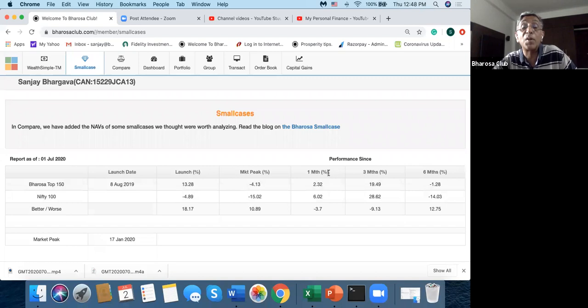On a 1 month basis, Bharosa is not doing that well compared to the index because it's probably a conservative type of thing. It's gone up 2.32%, but the Nifty 100 has gone up 6.02%. Here in 3 months, again the same pattern: the top 150 has gone up 19.49%, but the Nifty 100 has gone up 28.62%. March 23rd was really the bottom, so from there the market has gone up 28.62%, while Bharosa has only gone up 19.49%.